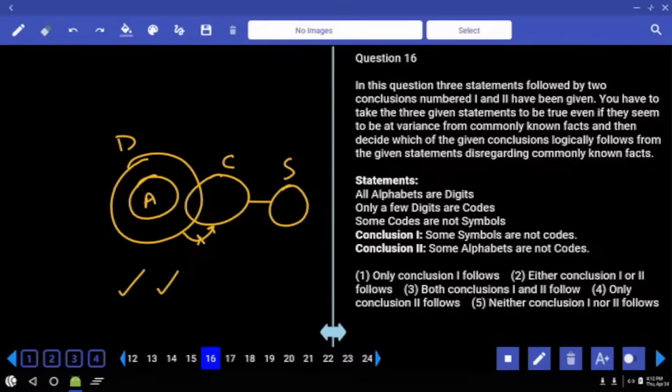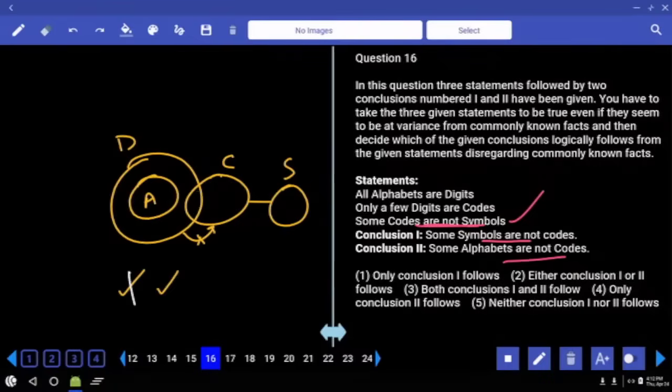Now to make this one false, all symbols are codes. All symbols are codes means can I write symbol like this or not? No. Why is no? Because some codes are not symbols. If you write symbol like this, what are all these? Codes that are not symbol. Some codes are not symbol, valid or invalid? Hence it is possible to write like this. Yes, statement valid, and alternate diagram true, previous conclusion will be false.